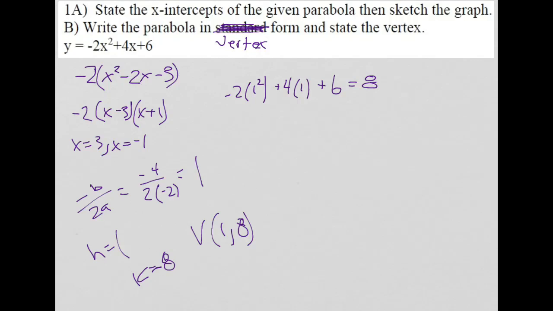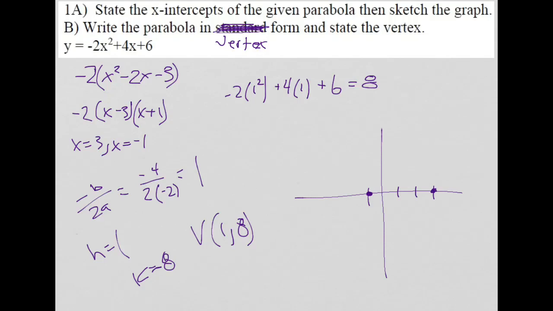And now let's sketch this. So draw yourself some axes. We are going to plot our two x-intercepts. So 1, 2, 3, and -1. So we can get a point there and a point there.